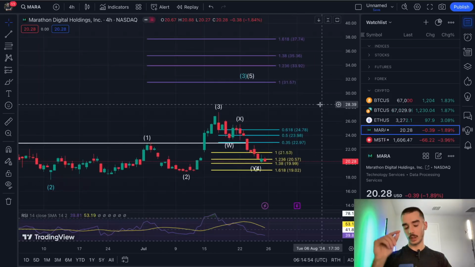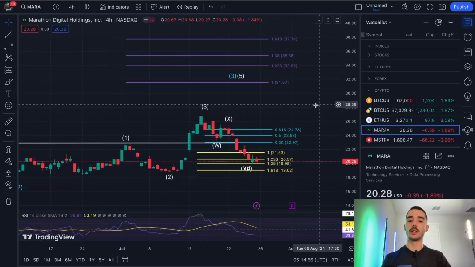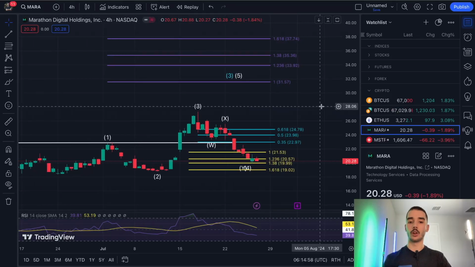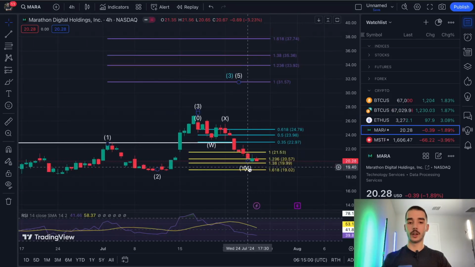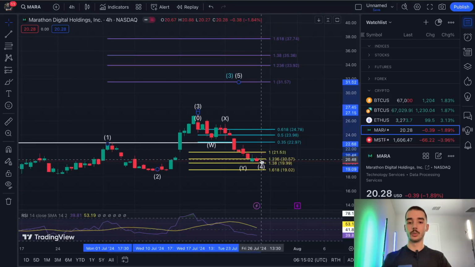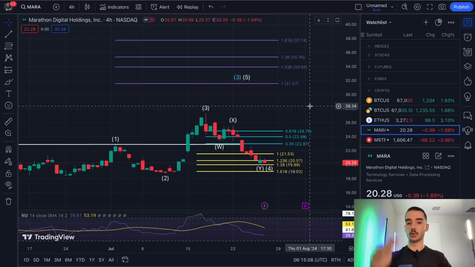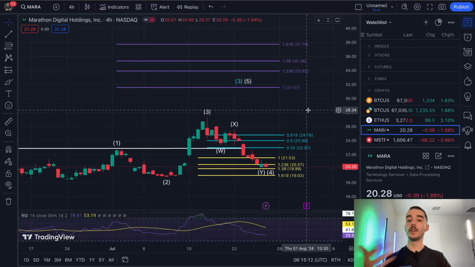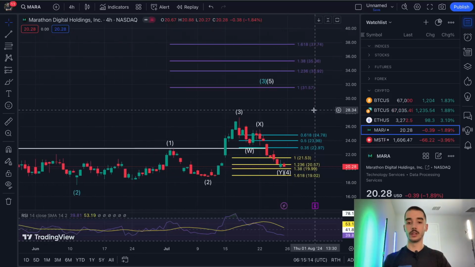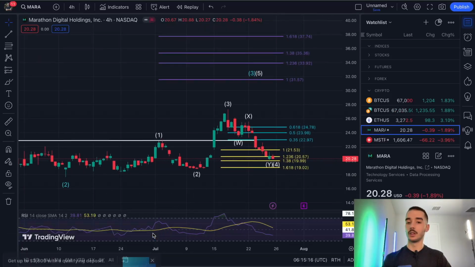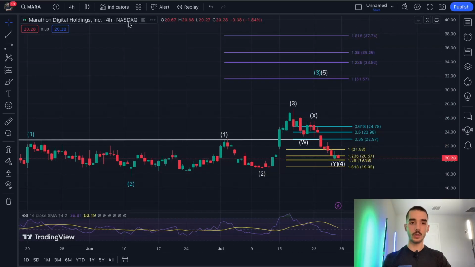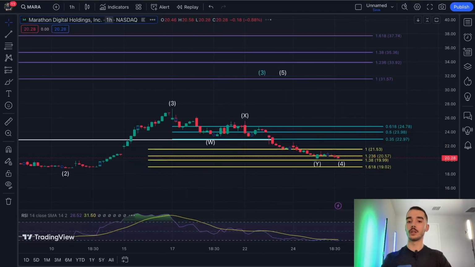Now, I really like to stress that we are cautious traders. It's very, very important to be cautious traders, especially with such fluctuations that these assets provide. They move very rapidly compared to an index fund and stuff like that. So let's jump right into it. We're going to go on the 1 hour for Mara.